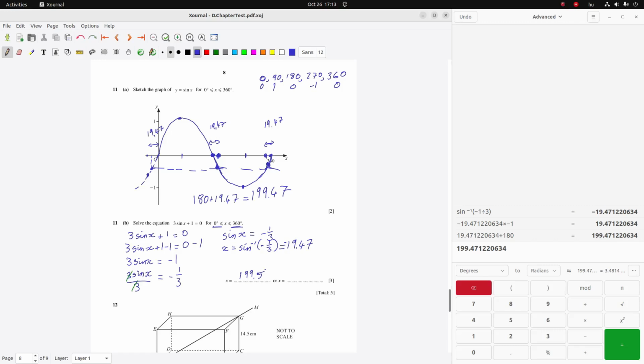That's one possible solution. The other one is 360 minus 19.47. So let's subtract 180 from that again to end up with 19.47, and then go 360 minus that, which equals 340.5.